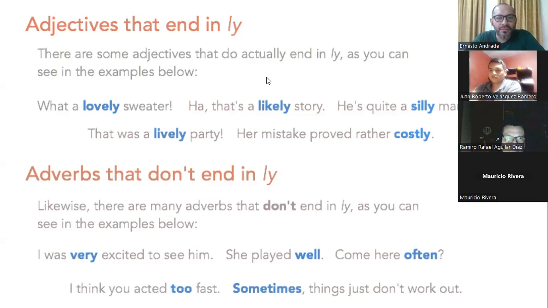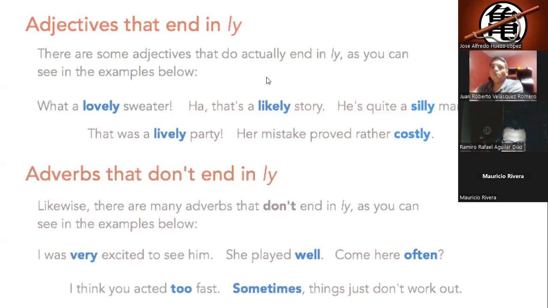What a lovely sweater. Ha, that's a likely story. He's quite a silly man. That was a lively party. Her mistake proved rather costly. Very good, perfect. Okay. So these adjectives, not adverbs, these adjectives end in L-Y. But those are adjectives, not adverbs.